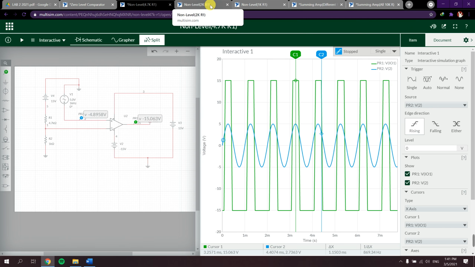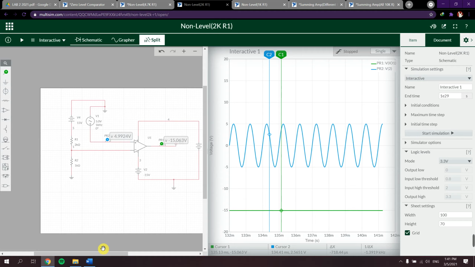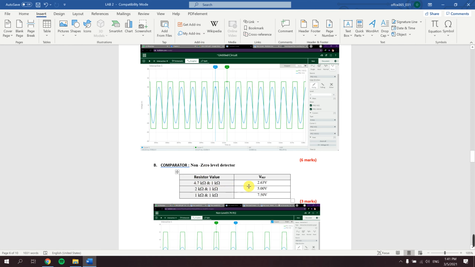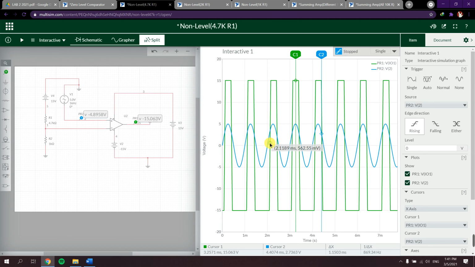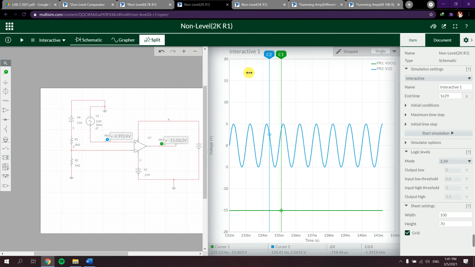Next, for 2 kilo ohm R1, after we calculate, we get 5 volts. For the non-zero level, there is a rule. When V reference is more than V in, the output becomes negative. As you can see, whenever V in is more than the reference, it becomes positive maximum, and whenever it goes below the voltage reference, it becomes negative maximum. This is the same case for this one.